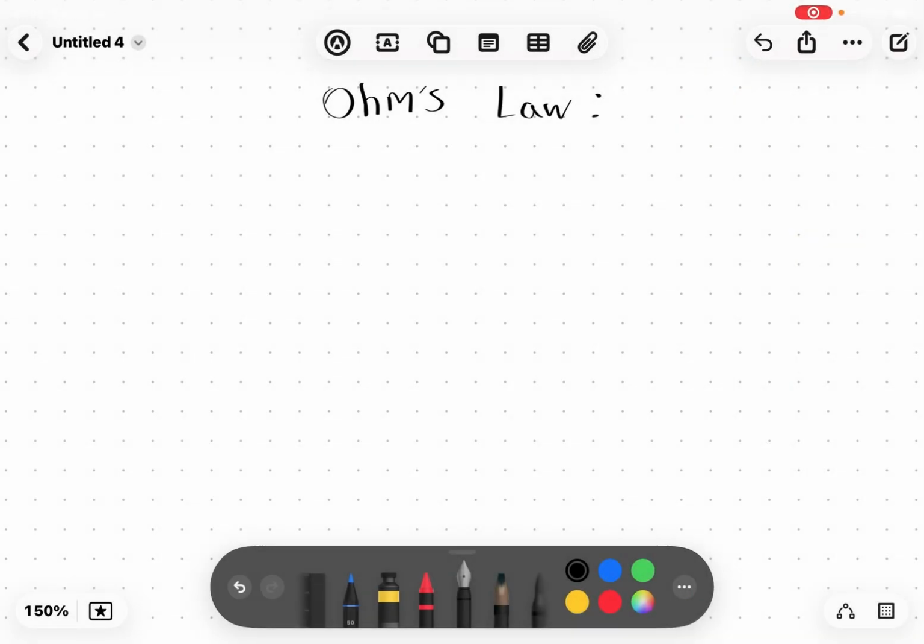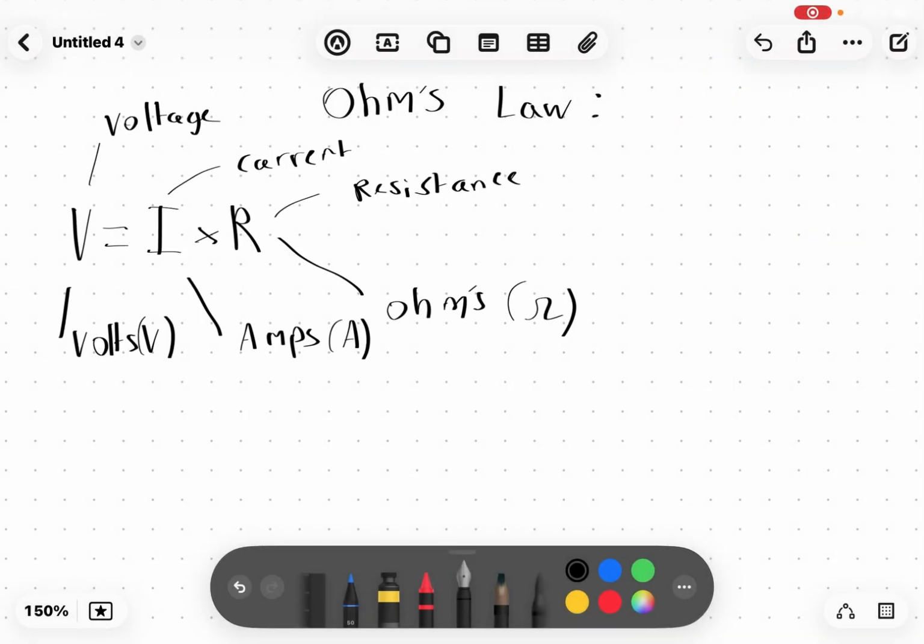Hello everyone, today I want to talk about some very basic but very important Ohm's law. What Ohm's law is about is basically the relationship between voltage, current and resistance. The equation is voltage equals current times resistance, and voltage is measured in volts, current is measured in amps, and resistance is measured in ohms.